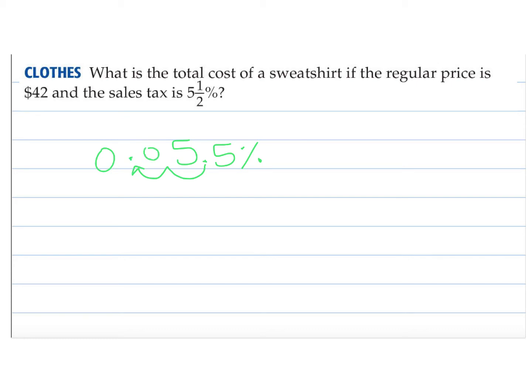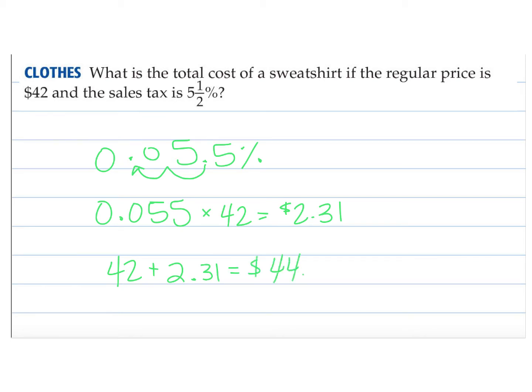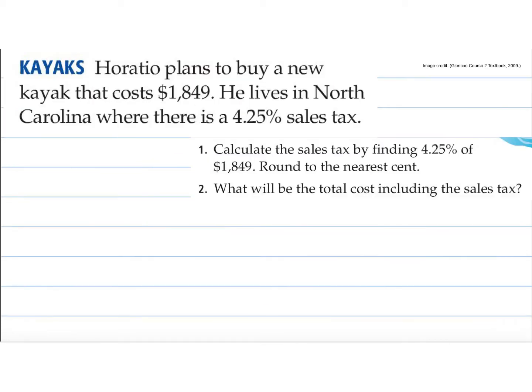So we have 0.055, and that's what we're going to multiply by the $42. 0.055 times 42, doing this on my calculator, and we end up with $2.31. That is the sales tax, and now we have to add that onto the original, so 42 plus the tax, for a total of $44.31. Notice I'm putting dollar signs on all of these because we're talking about money. That would be the total cost. The original plus the sales tax.